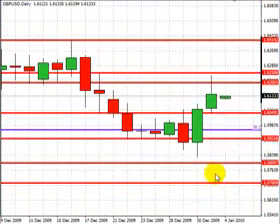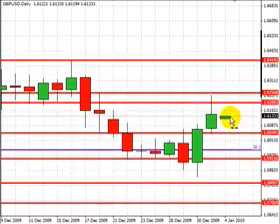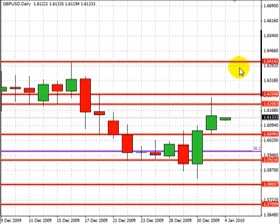Pound dollar currently trading at 161.33. First level of support will be at 160.50. A break below that will target 159.20, followed by 158 and 157. If the pound continues to gain ground, we're going to look to find resistance at 162, followed by 162.50. A break above 162.50 will target 164.20.